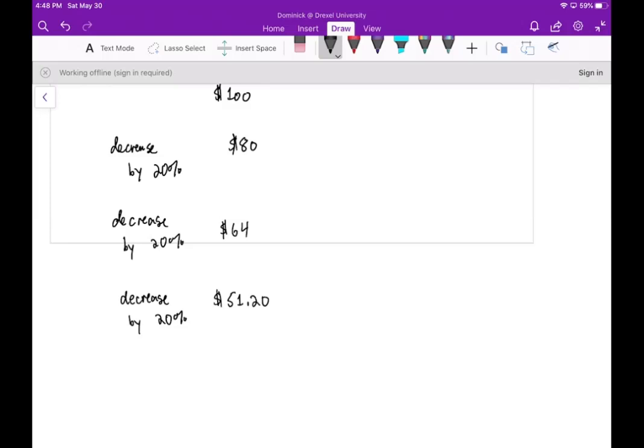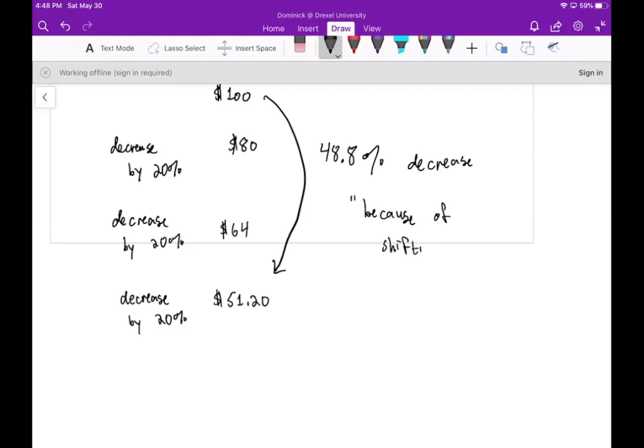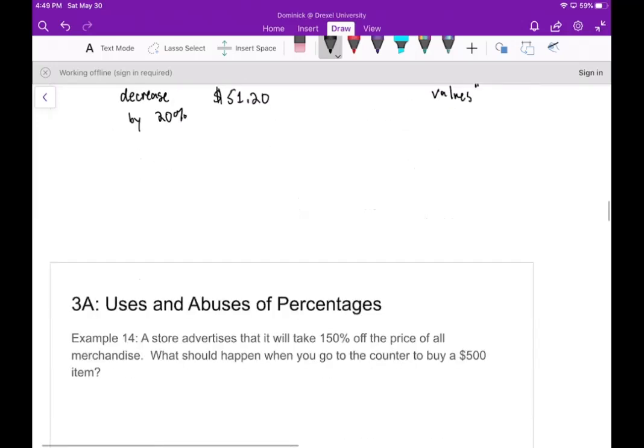right? Because I'm taking away, let's see, does that make sense? I'm taking away 12.80. Yep. Okay, perfect. All right, now if you look at this decrease here, this is only a 48.8% decrease. All right, and again, this is because of shifting reference values. All right, so same idea going on here.